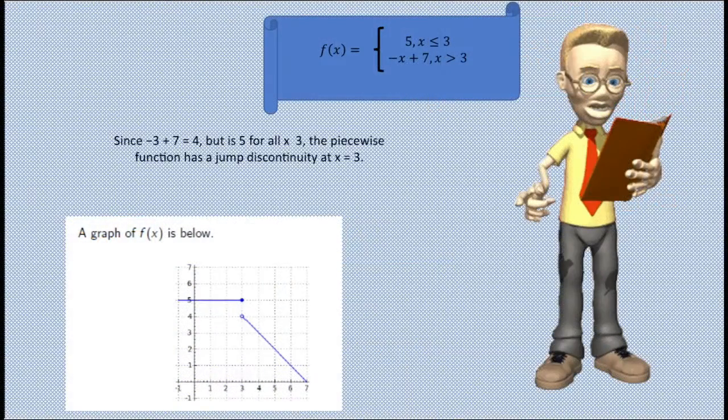Now let's take a look at this graph. We graph the function 5 where x is less than or equal to 3, which is a constant graph. And then we graphed minus x plus 7, which is a decreasing straight line with a slope of negative 1. And as you see, we have a jump or a gap discontinuity.